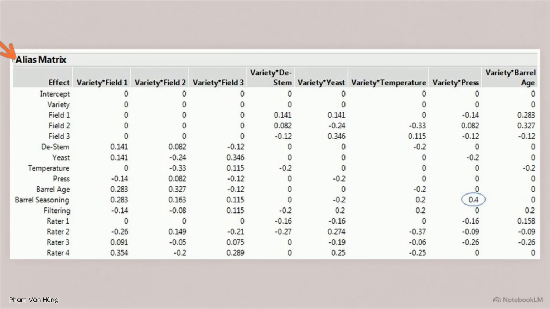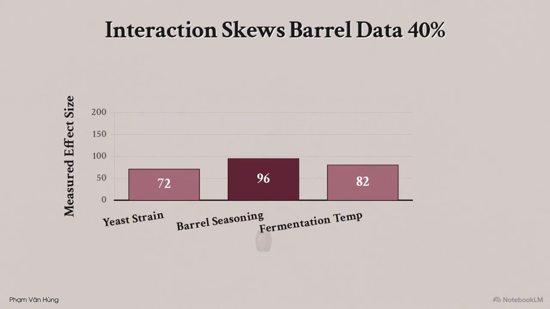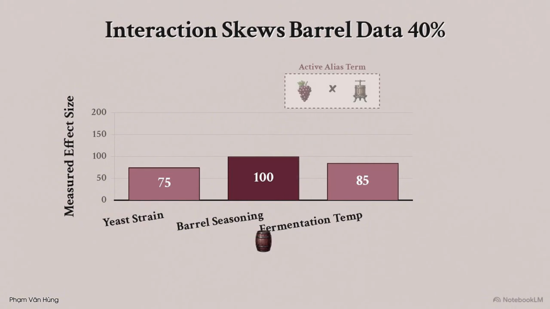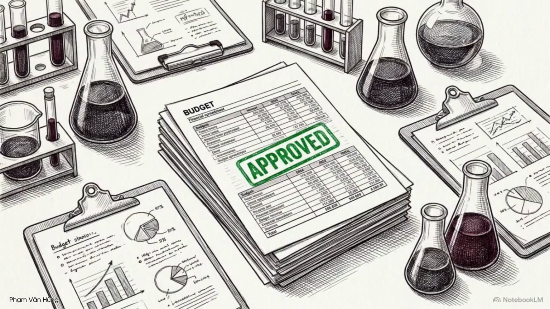To check for hidden biases and interaction effects, we use this table, the Alias Matrix. Let's read a specific intersection. Look at the value where barrel seasoning meets the variety by press interaction. That 0.4 means if the variety by press interaction is active, it will artificially skew our barrel seasoning data by exactly 40%. Understanding these visual diagnostics prevents your team from making false discoveries, ensuring complete confidence before you spend your physical budget.